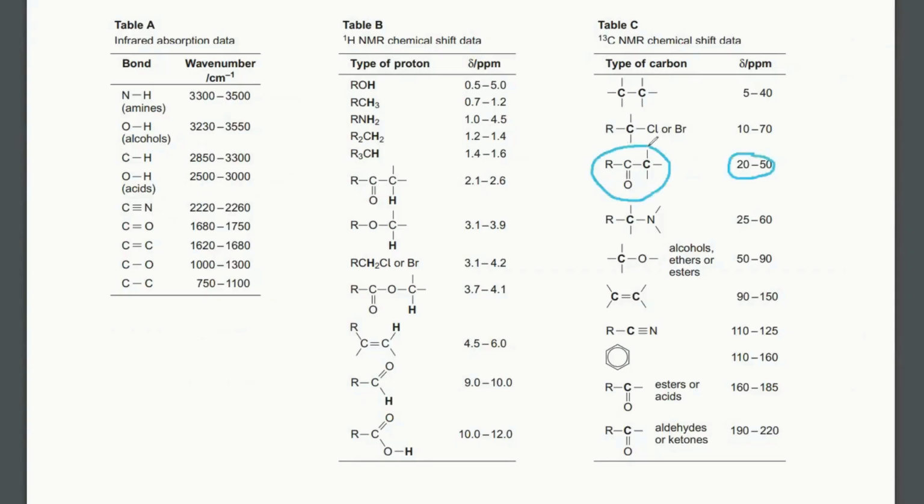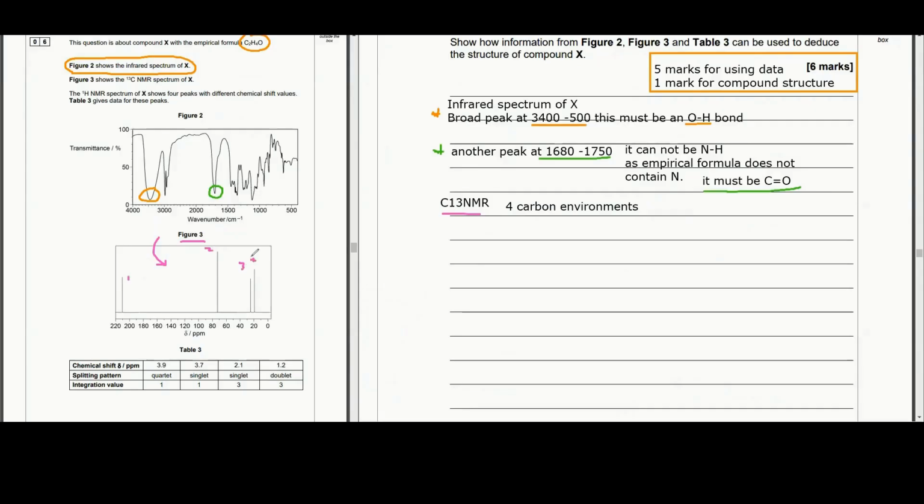And we can see from the table we've got there is a chemical shift at 20 to 50, and that tells us that the carbon in that environment has a carbonyl group attached. This confirms that we're dealing with a carbonyl group. So from our figure 3 here, we can see there are 4 carbon environments, and we know that one of them between 20 to 50 contains a carbonyl group. So this is confirming what we found out in the infrared spectroscopy, that we have that carbonyl group, the C double bond O. Now let's look at one of the other peaks in the C13 NMR.